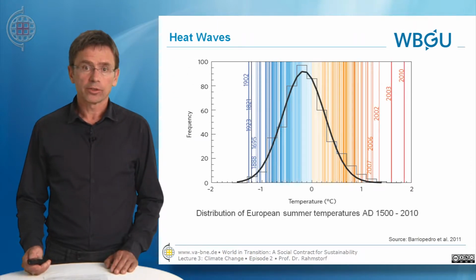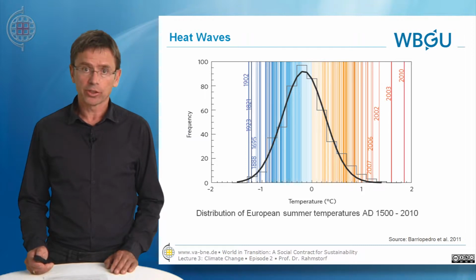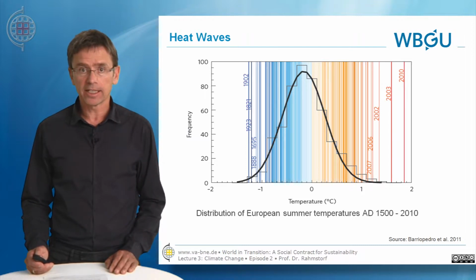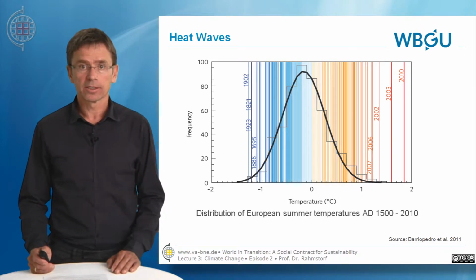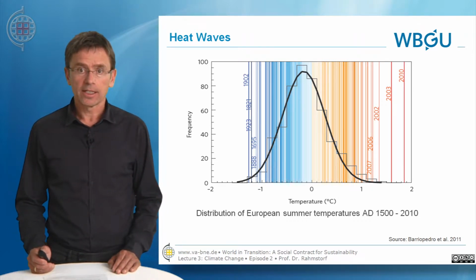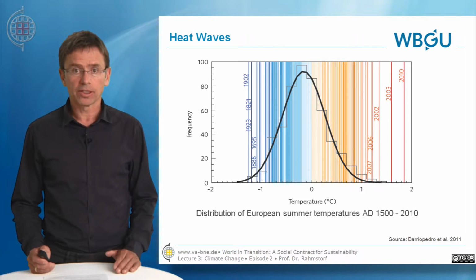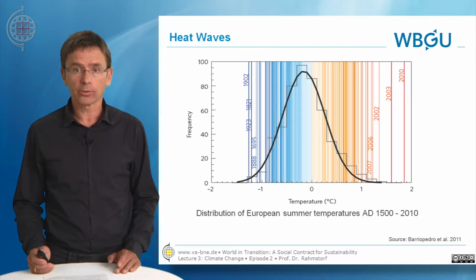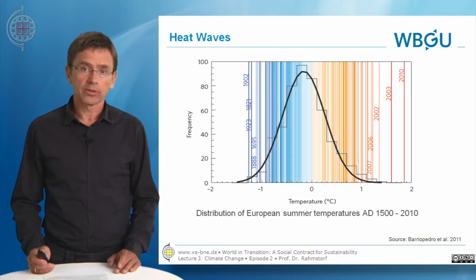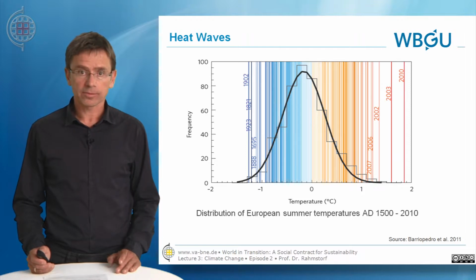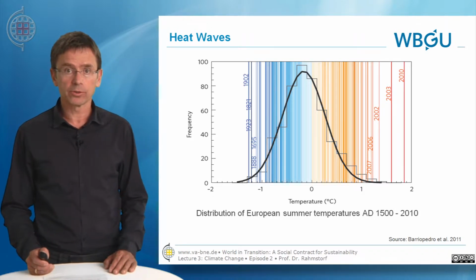This diagram shows the distribution of summer temperatures in Europe since the year 1500 AD, which can be reconstructed from various sources. You will see here that on the right-hand side are the hottest summer temperatures, and the very hottest summers were 2010, 2003 and 2002 in that order. And on the left-hand side you see some of the coldest. You can fit a normal distribution, a so-called Gaussian distribution, to these data. This is what the black line shows.